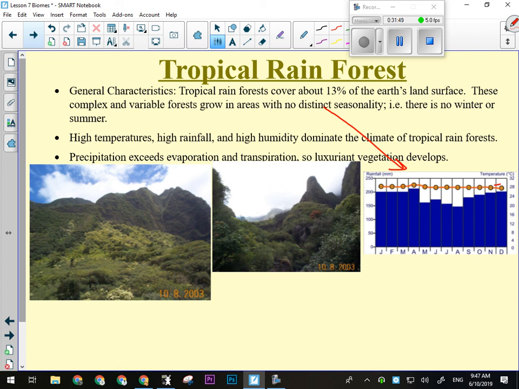So high temperature, high rainfall, high humidity, that's the tropical rainforest. Precipitation exceeds evaporation and transpiration. That means more rain falls than can evaporate. That's going to lead to flooding conditions and luxuriant vegetation.